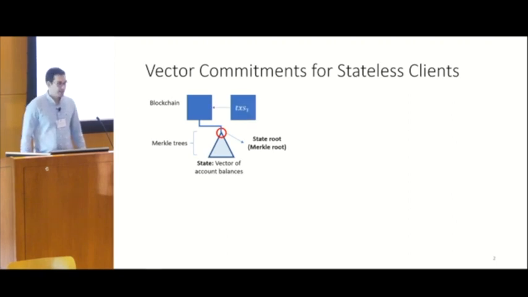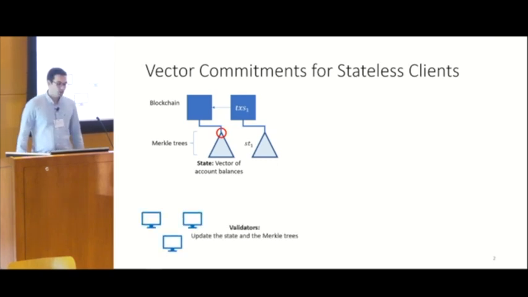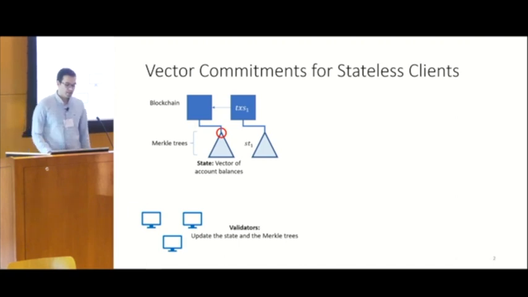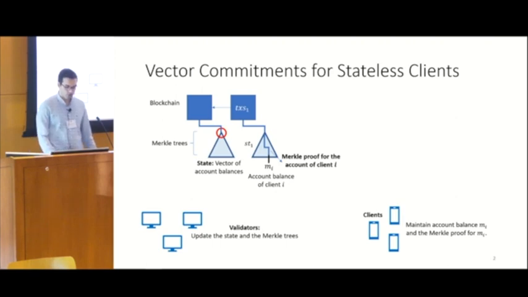And when new transactions are appended to the blockchain, this vector of account balances and the corresponding Merkle tree is updated to reflect the effect of these transactions on the state itself. Now, these Merkle trees or the states, they are persisted by the blockchain validators that update the state and the Merkle tree. On the other hand, we have clients, each of whom might be interested only in its own account balance within the state, and it only maintains its own Merkle proof for the account balance. So in this example, we see the account balance of a client I as a leaf of the Merkle tree, and we see the corresponding Merkle proof.